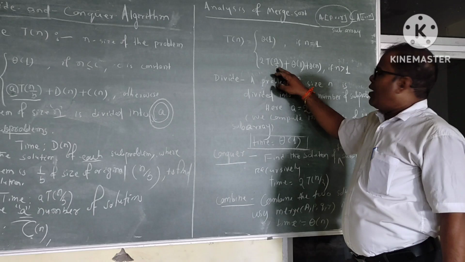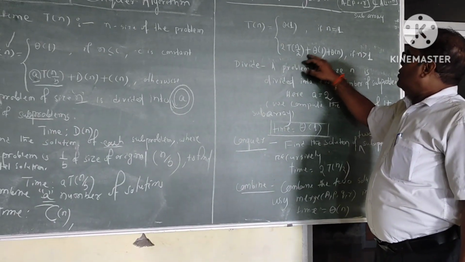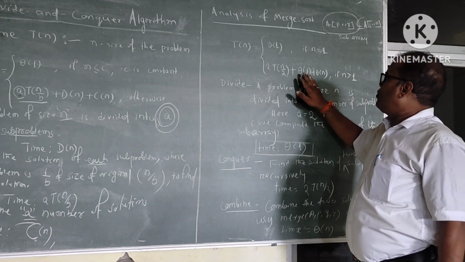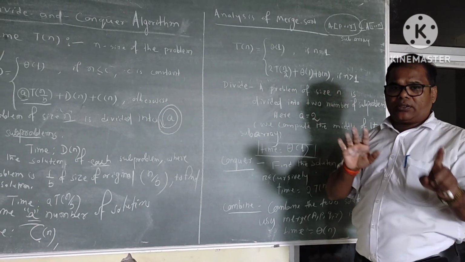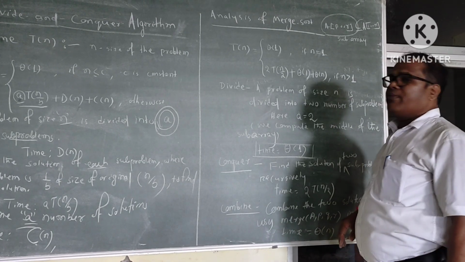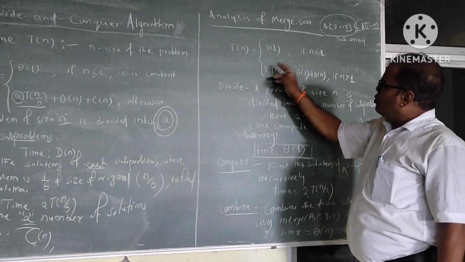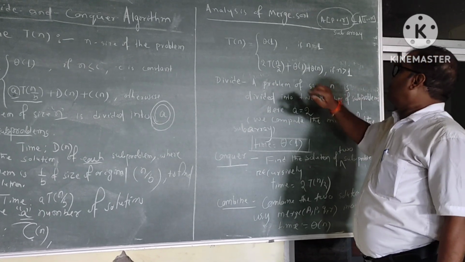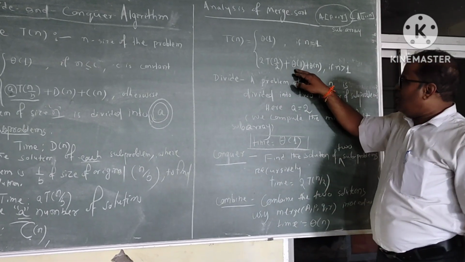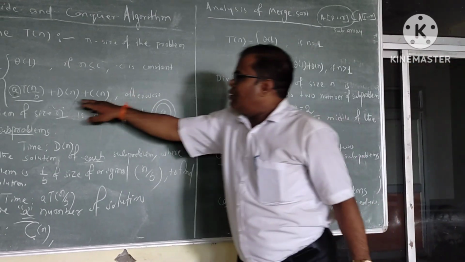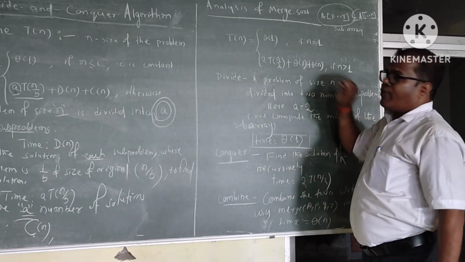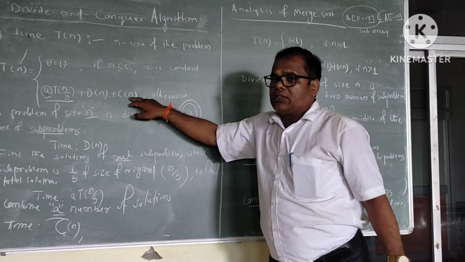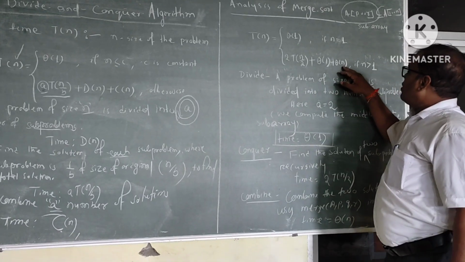It is 2T of n by 2, plus the time to divide the problem, because we all know that we divide the problem into two parts of equal size n by 2. We divide it into two parts and the size of each subproblem is n by 2. In the second part, the time for the divide step, D of n, is theta of 1. Plus the time to combine the solutions, C of n, which is theta of n.